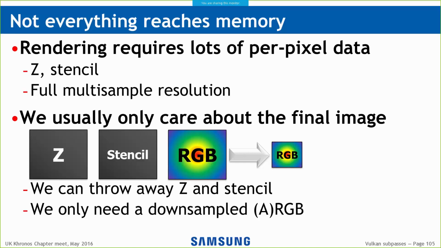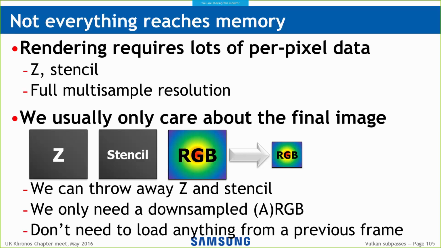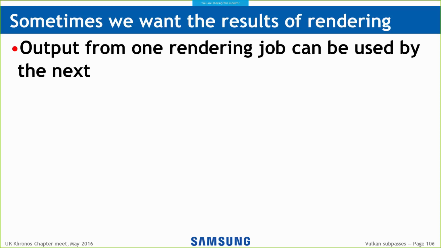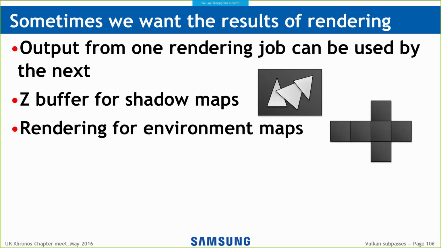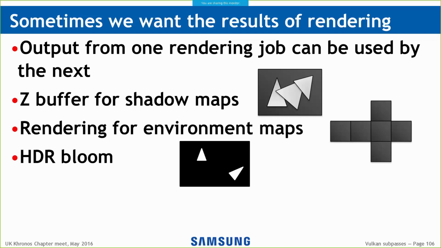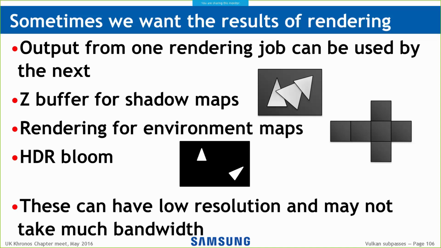The other thing is, you don't need to load anything from previous frames, so you're not pulling data back out of memory to continue rendering. But sometimes we actually do need the results of some previous rendering in full detail. An obvious case is shadow maps, where you need to produce the Z buffer before you can start accessing it. You can do environment maps, you can be rendering the entire scene as a bloom image for doing HDR effects. But the good news is that you can often get away with lower resolution or some other form of reduced bandwidth when you're doing that. So they're not quite such big bandwidth pools as the main frame buffer is.